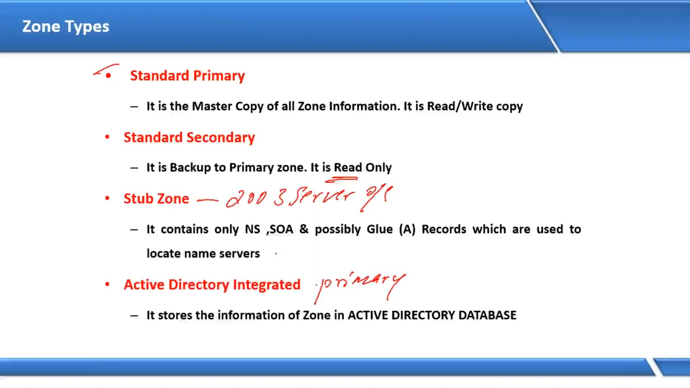Creating Active Directory integrated primary zone in DC. Remember, this zone we have to create only in DC. Please don't try to create this zone in a member server or in a workgroup machine, because we cannot create this zone in workgroup machines or member servers. We have to create it only in DC in our server.